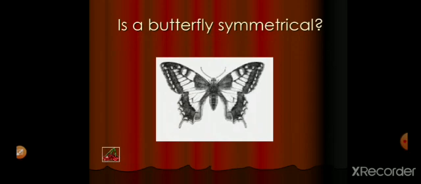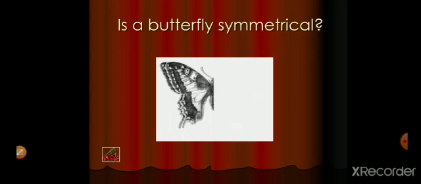Is a butterfly symmetrical? Let us check. Try to draw a vertical line of symmetry. If one half looks exactly like the other half, then you can say that the butterfly is symmetrical. And when we draw a vertical line of symmetry, we find the butterfly is symmetrical.